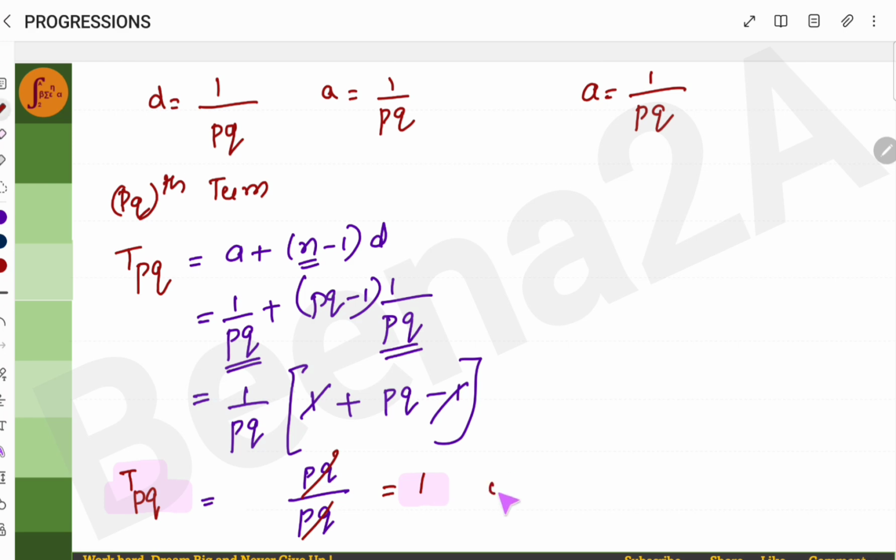Right? Now this is in AP. Right? In HP what it will be? It will be reciprocal. What is reciprocal of 1? 1 itself, right? 1 by 1 is 1 only. Therefore, this is proven that PQth term in HP is 1.